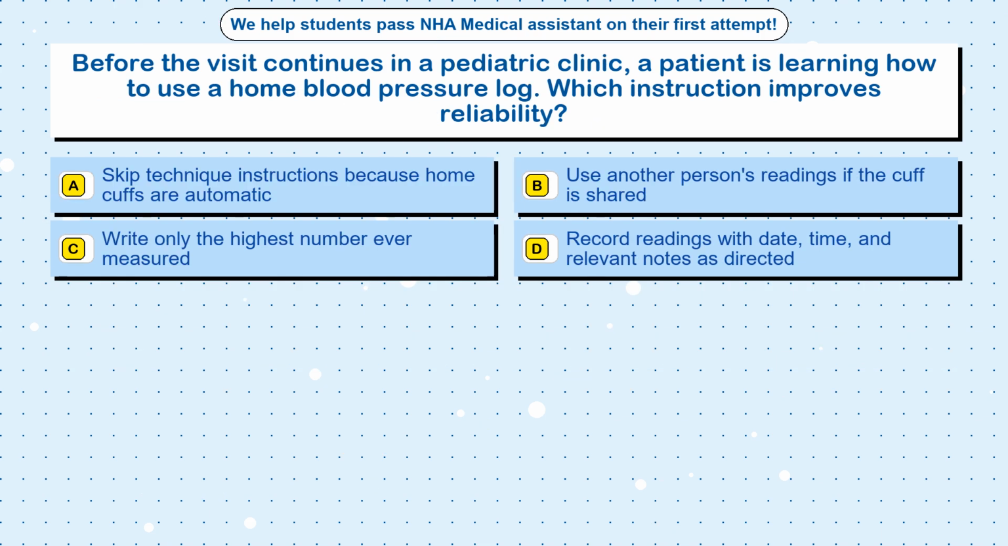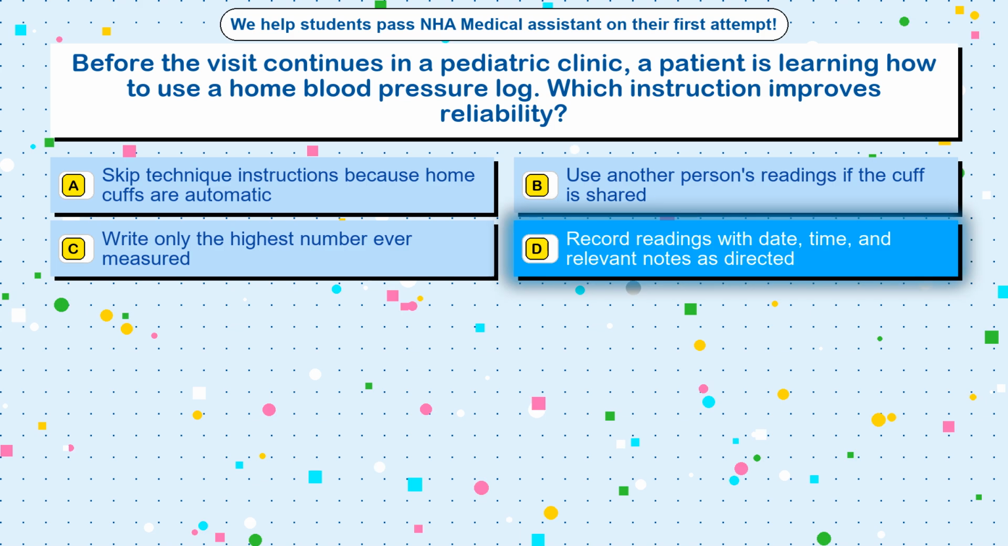Question 96. Before the visit continues in a pediatric clinic, a patient is learning how to use a home blood pressure log. Which instruction improves reliability? Option A. Skip technique instructions because home cuffs are automatic. Option B. Use another person's readings if the cuff is shared. Option C. Write only the highest number ever measured. Option D. Record readings with date, time, and relevant notes as directed.